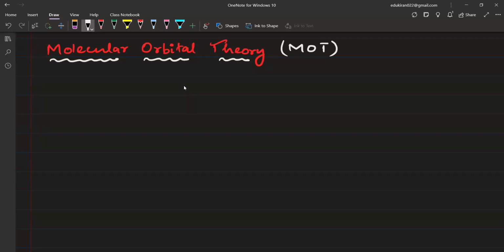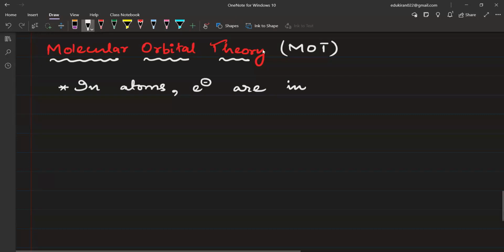Molecular orbital theory. See, the basic idea of molecular orbital theory is very simple. Molecular orbital theory says that in atoms, electrons are in... where can we find electrons in an atom?